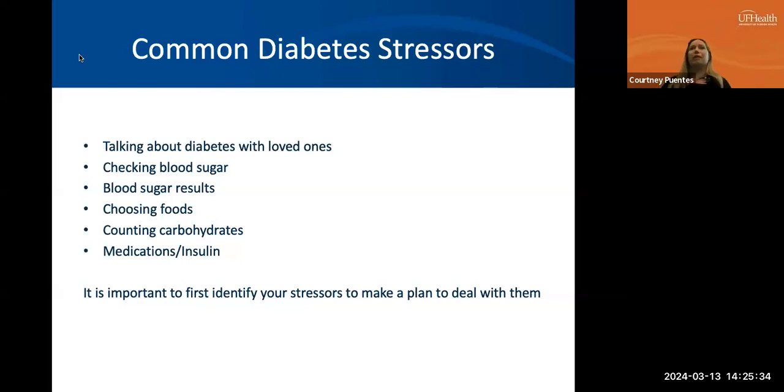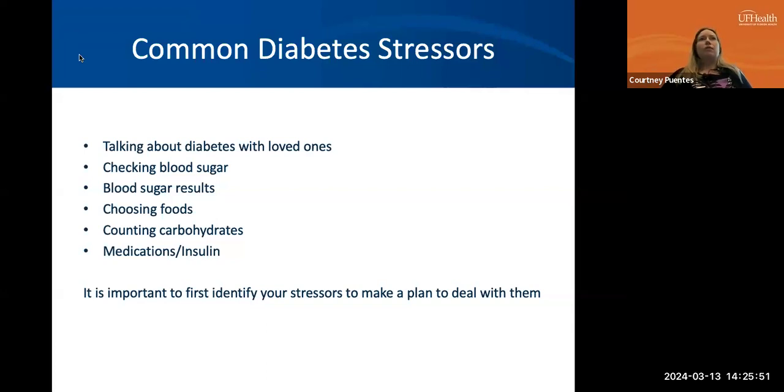Sometimes people don't like doing math, which I get too. There's a lot of math that can be involved with diabetes, so some people just don't like doing that part either. Medication and insulin.